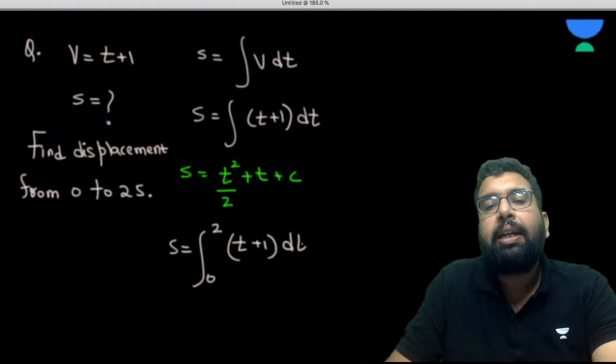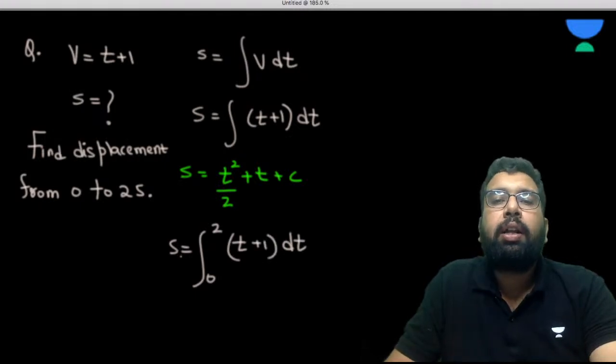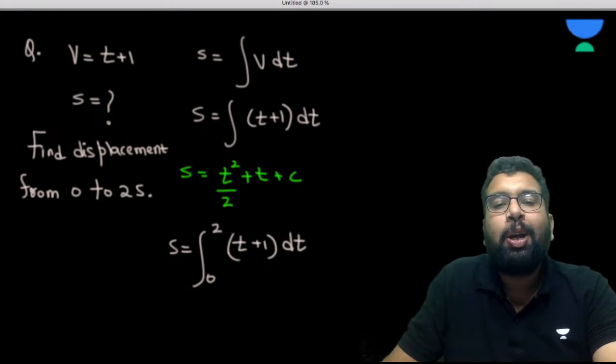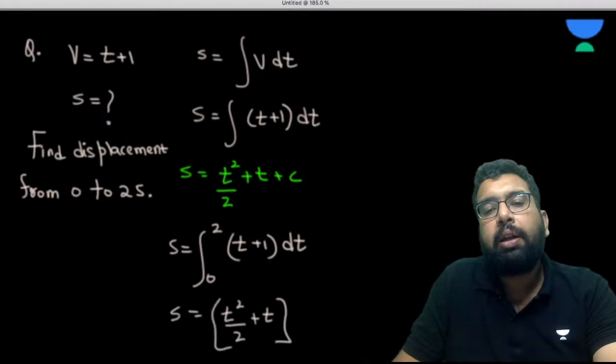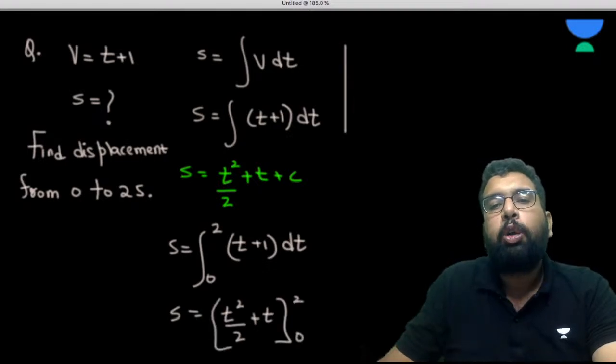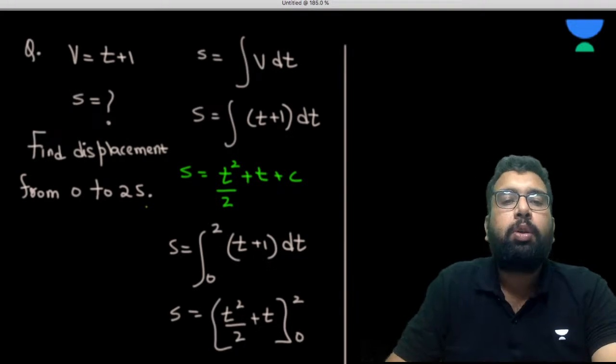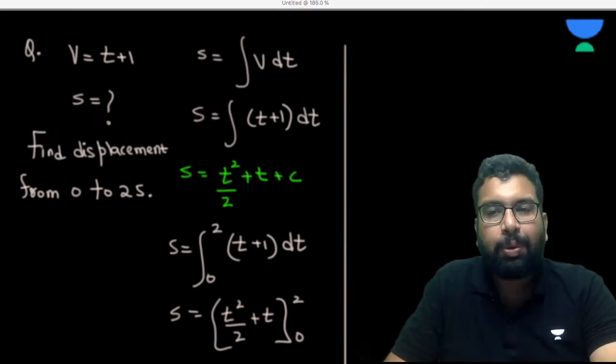So when I integrate this function in the limit of 0 to 2, I'll be getting the displacement between 0 to 2 seconds. So from here, can I write t square by 2 plus c, and how to put the limits to it? Sir, it will be like this, 0 to 2. Right? I hope it is fine to everyone.